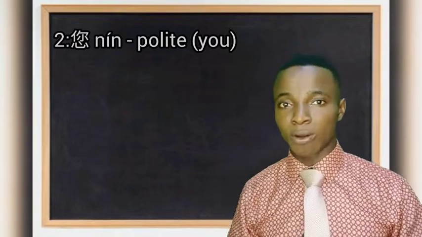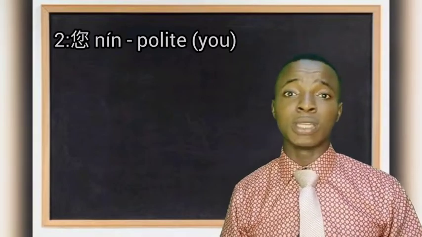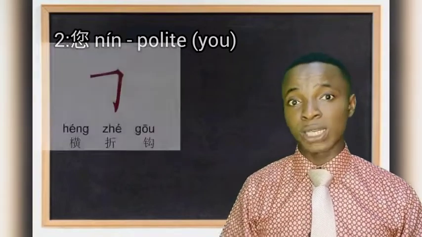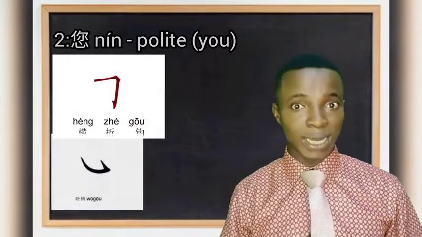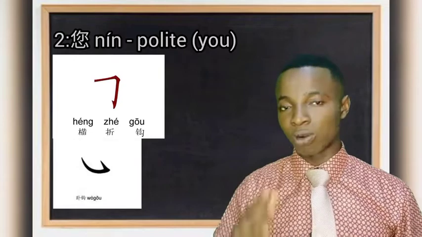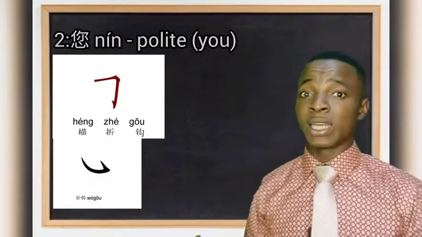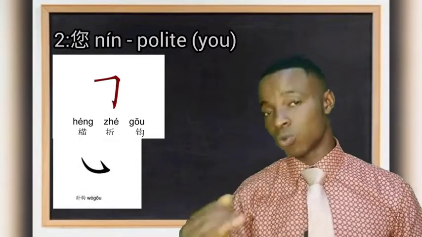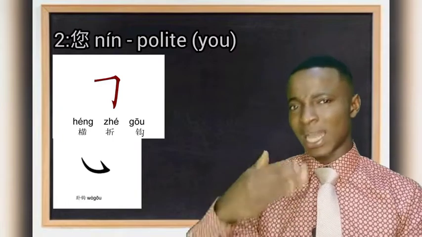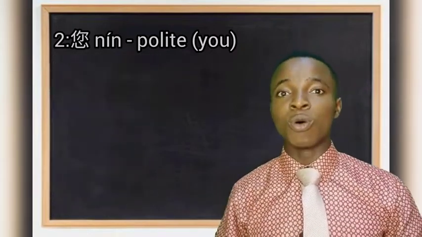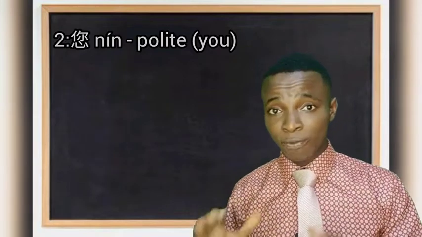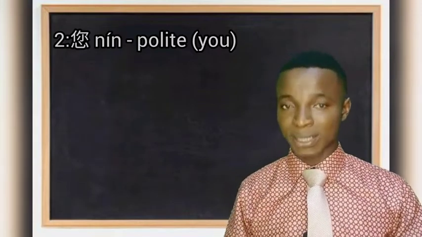Today, we'll be rounding up here. We've been able to learn how to write stroke orders with Héngzhégōu and Wògōu. I will say that Héngzhégōu is a horizontal turning hook. I will say Wògōu is a lying hook because it looks like a stroke that lies on something with a hook. Beautiful. In our next video, we are going to learn lesson 4 of our HSK1 textbook.